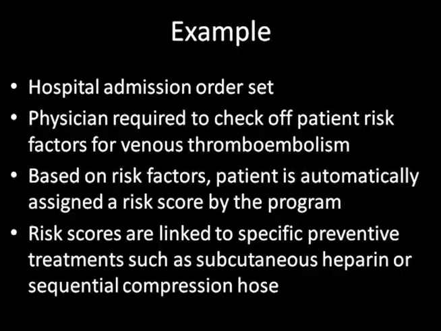Here's an example of a CDSS designed for the prevention of blood clots in a hospitalized patient. When the physician is entering admission orders, she is prompted to check off patient risk factors related to venous thromboembolism. Based on these risk factors, the patient is assigned a risk score by the program. Risk scores are linked to specific DVT prevention therapies such as subcutaneous heparin or sequential compression hose. The physician is prompted to click on the appropriate therapy and the order will be automatically placed.